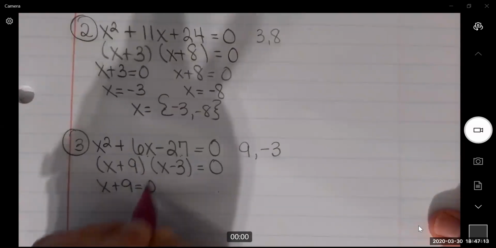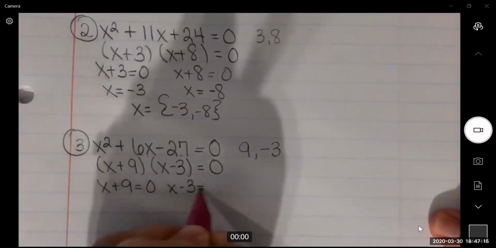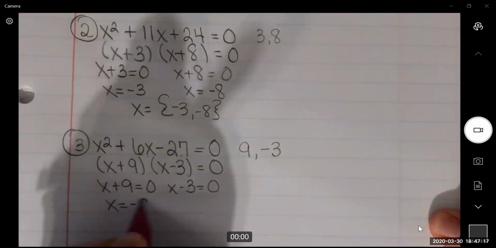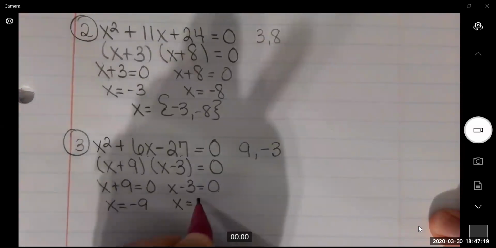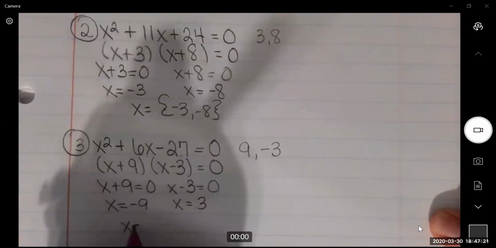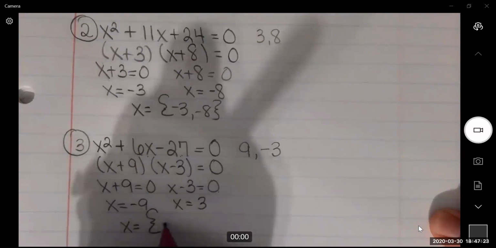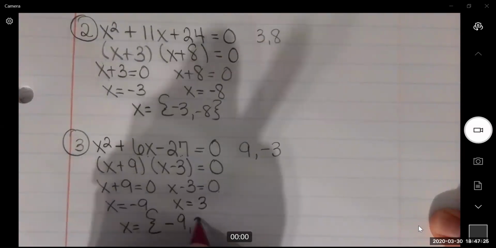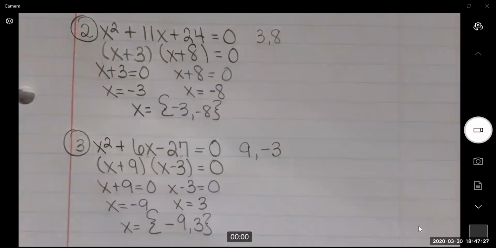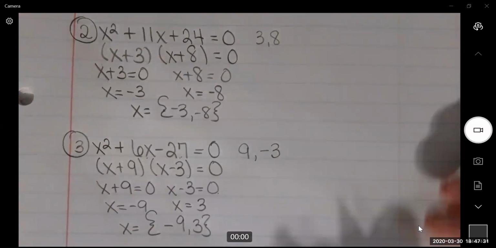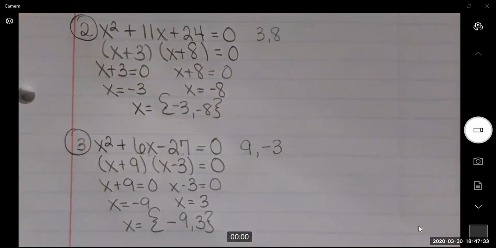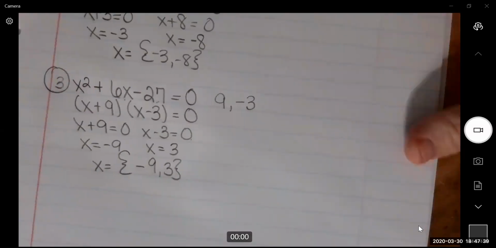And you set these each to 0. So x equals negative 9, x equals 3. So the solutions are negative 9 and 3. Okay, remember, you're supposed to be pausing at any time to try to solve it on your own. All right, let's look at number 4.